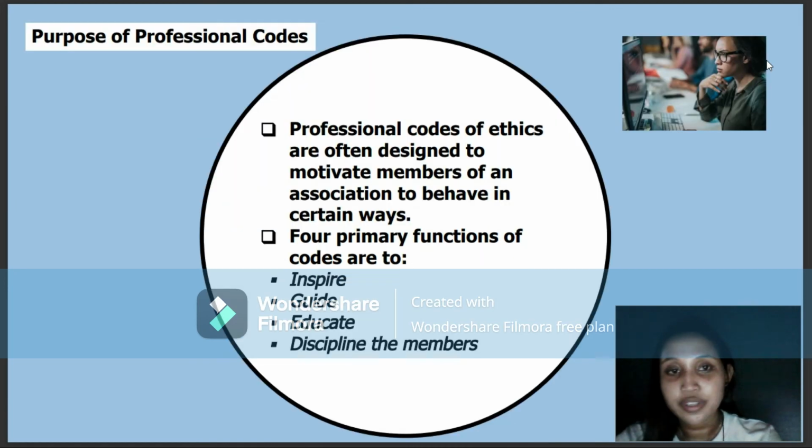Purpose of professional codes. Professional codes of ethics are often designed to motivate members of an association to behave in certain ways. There are four primary functions of codes. The first is to inspire. Inspire is to make someone feel that they want to do something and can do it, or confident. Second is guide. Guide is to show some advice to others or a person. Educate. Educate is to give intellectual, moral, and social instruction to someone, especially a child. Lastly is to discipline the members.